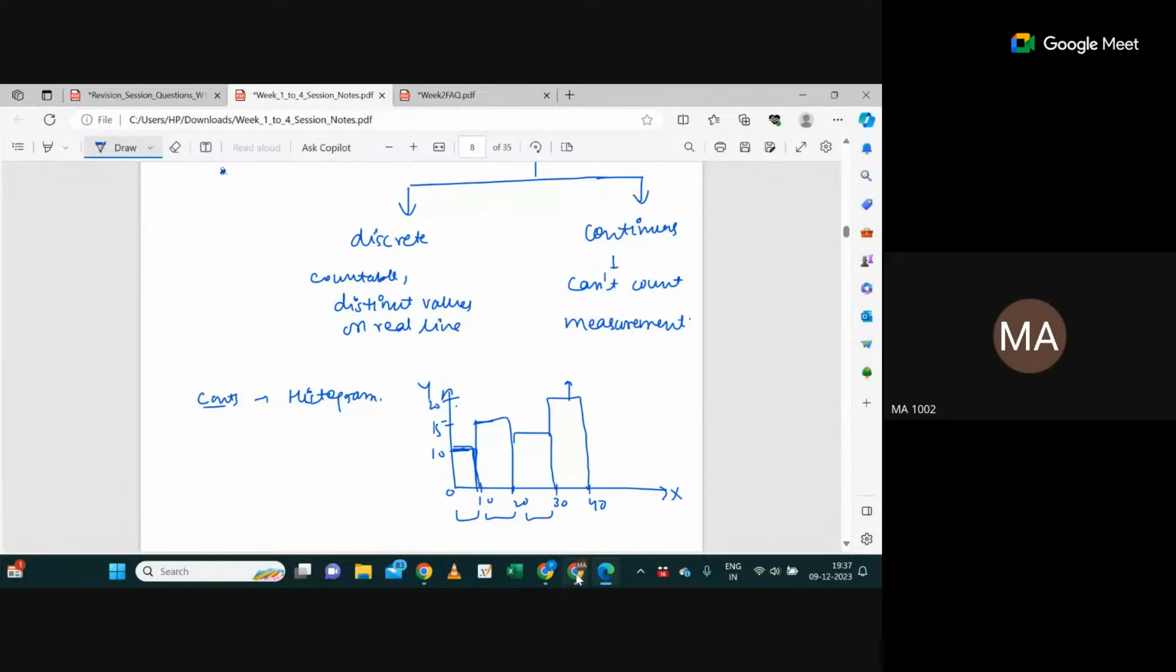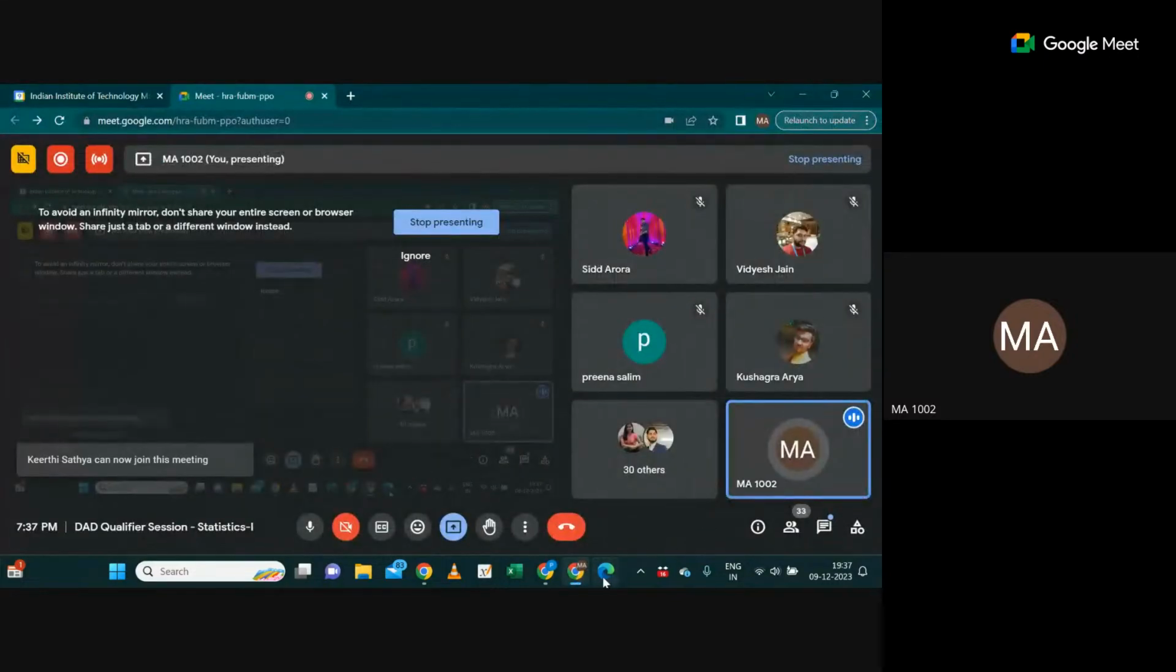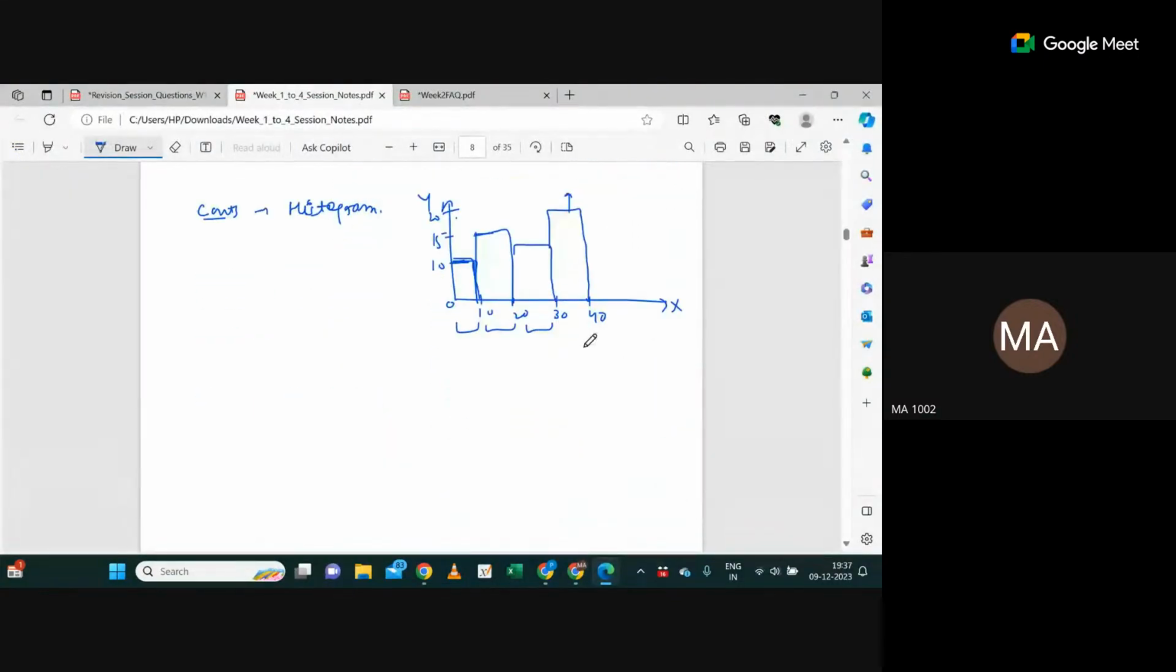One good example: suppose I'm interested in representing the marks data set of students. I can take bins of marks, right? In the bin of 0 to 10 marks, how many students are there? Similarly for 11 to 20, then 21 to 30, and so on. We can plot the histogram. Now let's move to one concept called the stem and leaf plot.